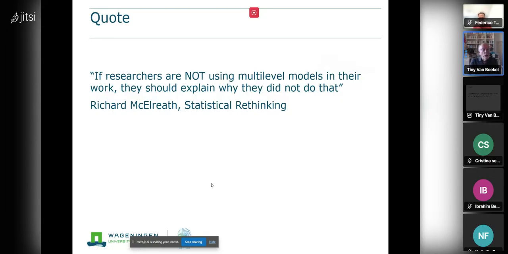I'd like to finish with a quote that I took from my statistical hero, Richard McElreath, who says that if you are not using multi-level modeling in your analysis, you should explain why you did not do that. And now it's the opposite. I wrote quite a few articles now with multi-level modeling, and I always have to explain why I did that. But it should actually be the other way around. If you don't do it, you have to explain why you did not do it.